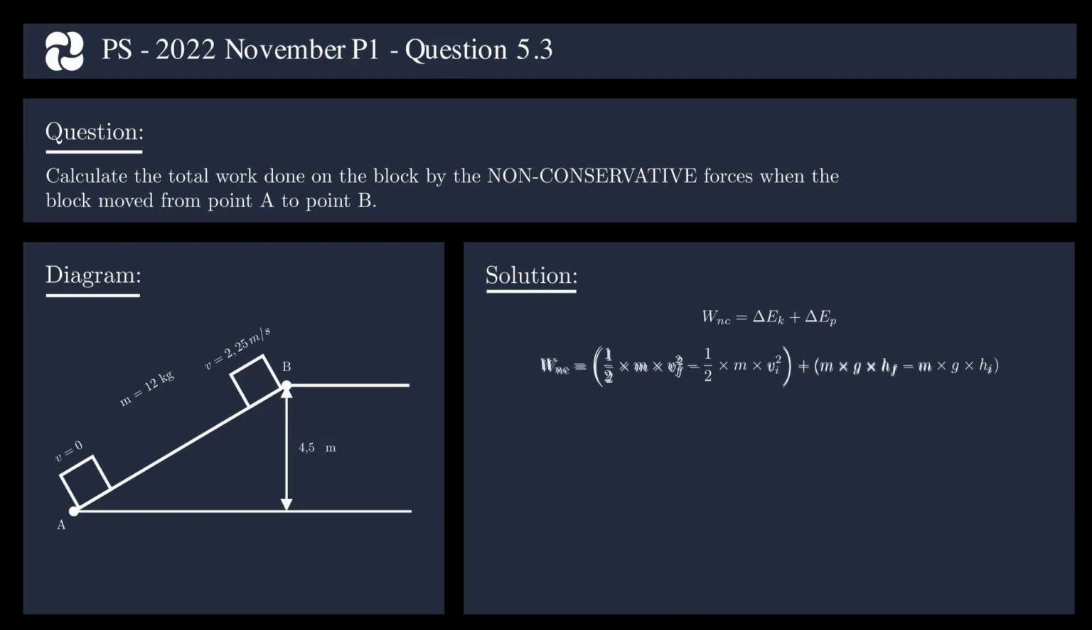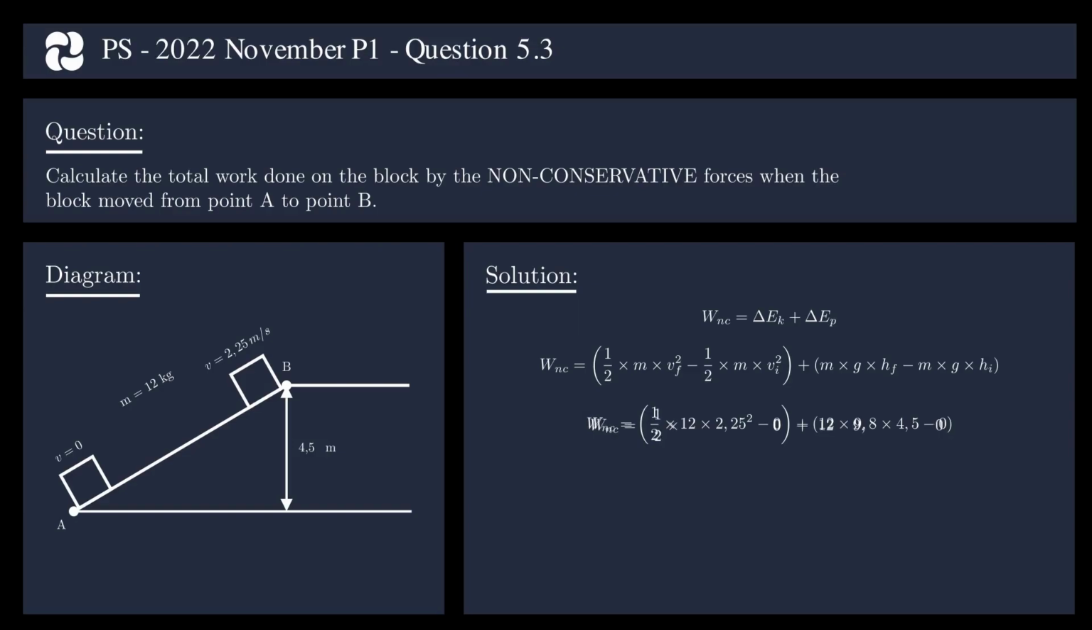In our case, the mass of the block is 12 kilograms, and its velocity at point B is 2.25 meters per second. Since the block is at rest at point A, its initial kinetic energy is 0. The gravitational acceleration is 9.8 meters per second squared. And at point B, the block is situated 4.5 meters above the horizontal, whereas its height at point A is 0. Consequently, the potential energy at point A is also 0.